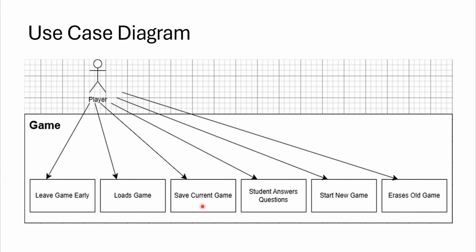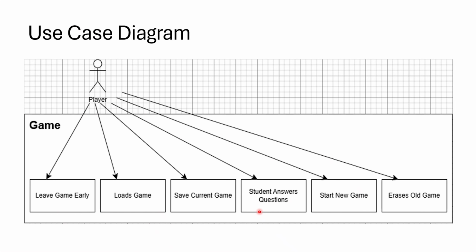Save current game preserves the current state, level, lives, and question progress to a selected slot. Erase old game lets players delete unwanted saves. The exception here is if they try to erase an already empty slot. We simply don't allow the action.